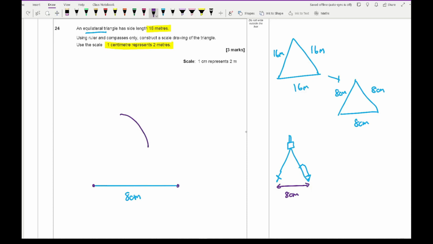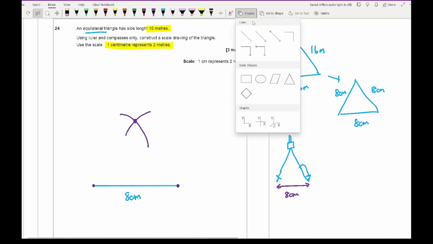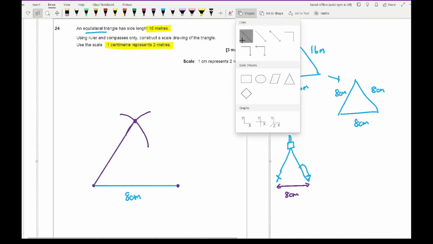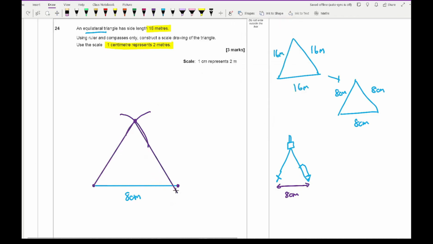Then you put your pin on the opposite end of the line and you draw another arc, and they should both meet at a cross point. Then with a ruler, what you then want to do is join those points up with the ends of the line, and what you should find then is you should have an equilateral triangle. Obviously mine is not drawn to scale, but there you go.